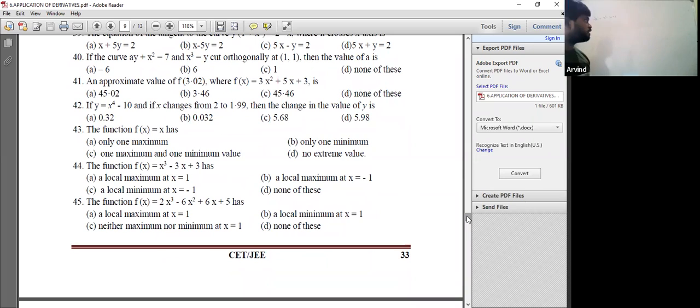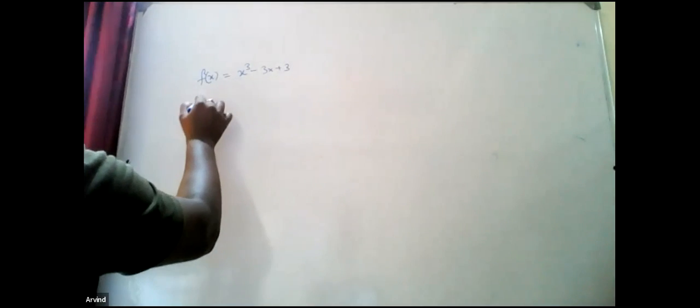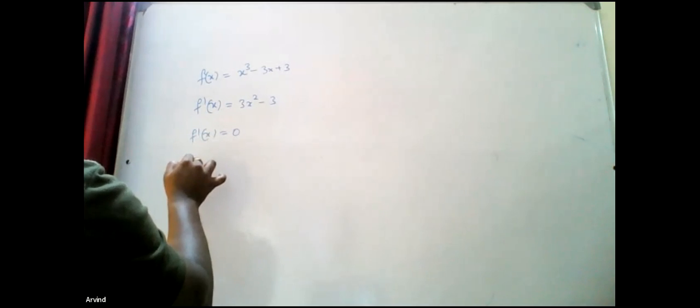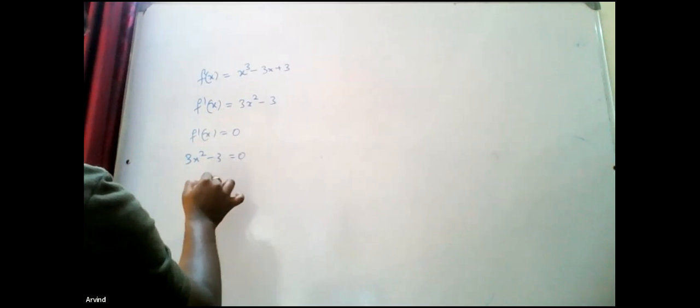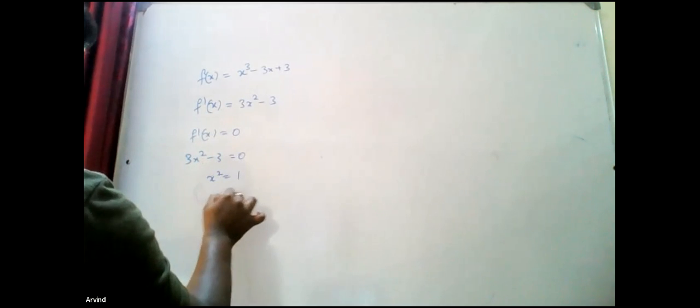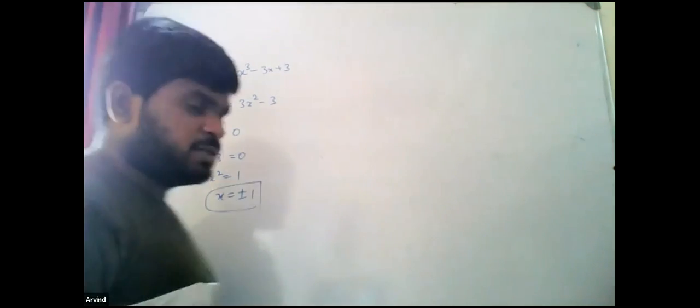The function f of x is equal to x cube minus 3x plus 3. First step is find f dash of x. That is our first step. Let's find that f dash of x. You will get it as 3x square minus 3, isn't it? Then equate it to 0 and find the critical points. So f dash of x is equal to 0. So 3x square minus 3 is equal to 0. Therefore, x square is equal to 1, which implies x is plus or minus 1.